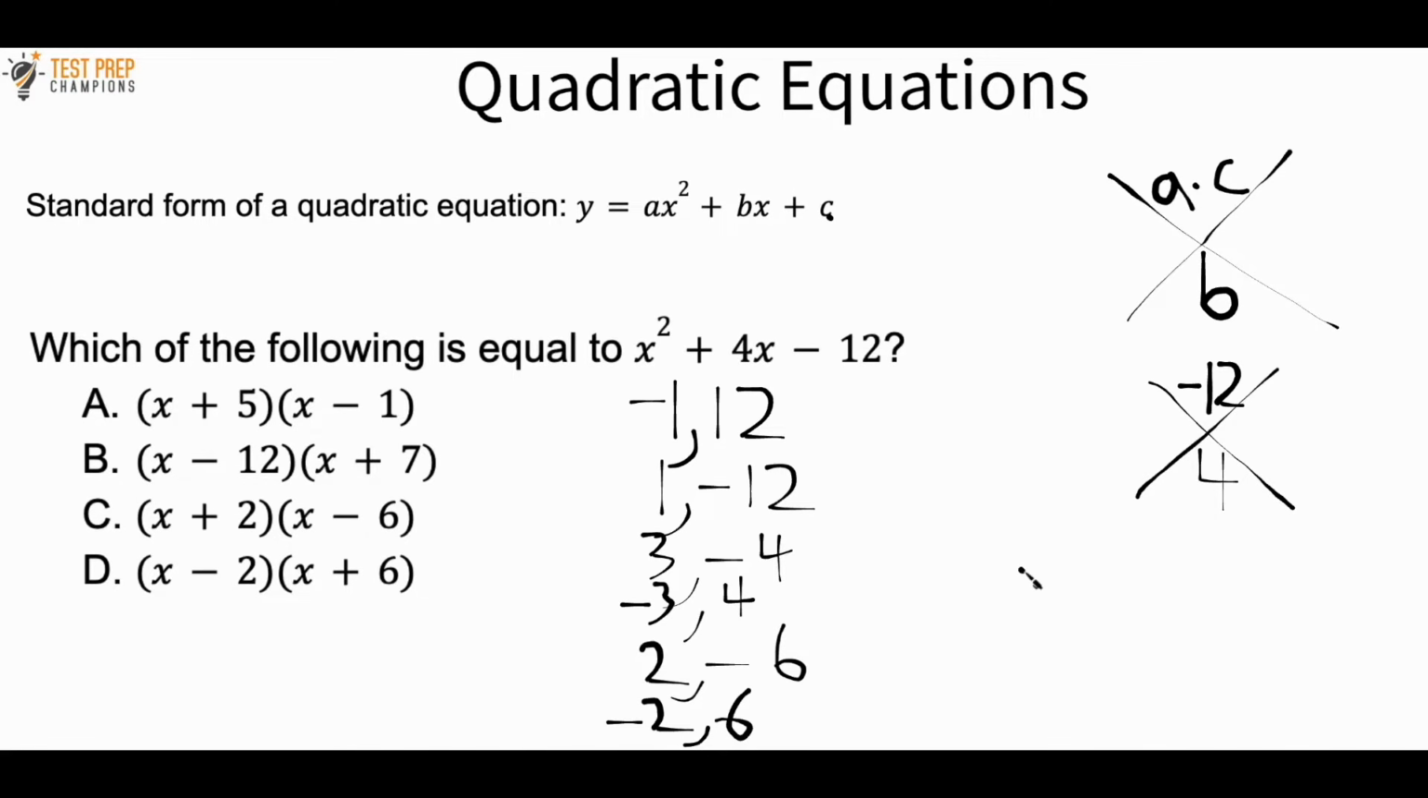I just think that when you're first learning this, for practicing, in my opinion, it's helpful to start by learning how to do it this way. But on your test, you will just want to list pairs until you find a pair that will multiply together to give you negative 12 and also add up to 4.